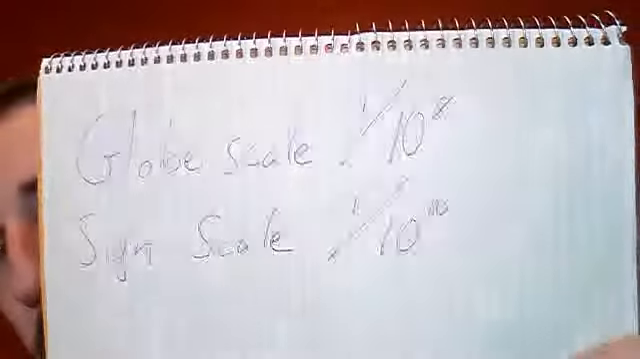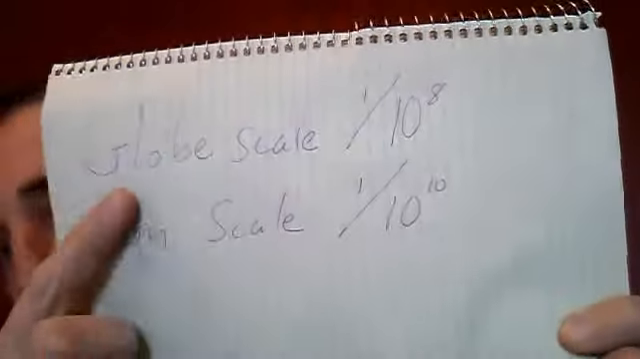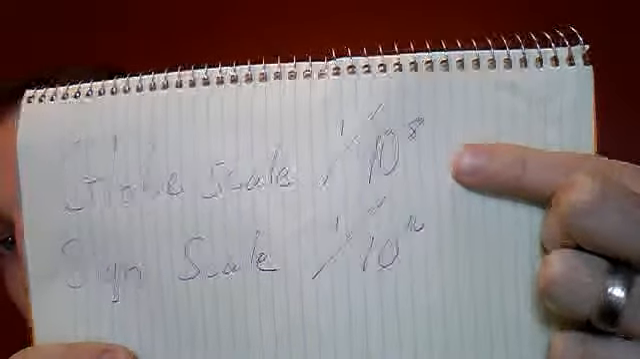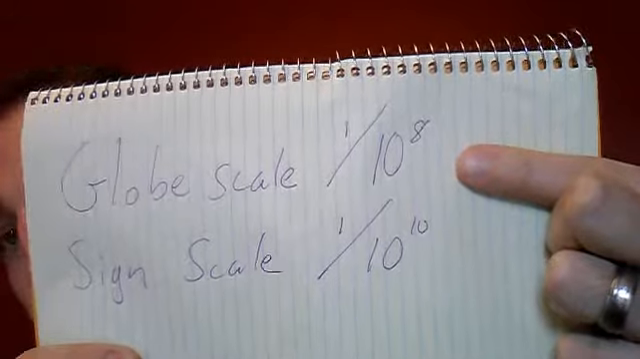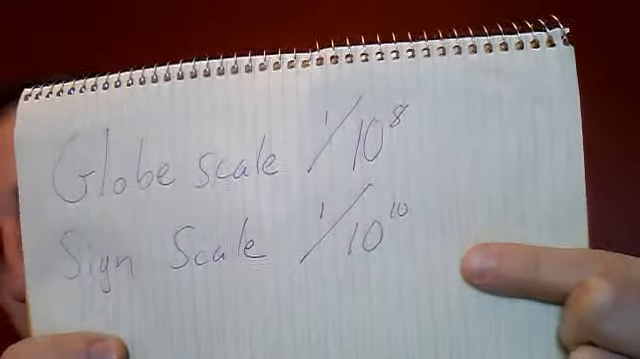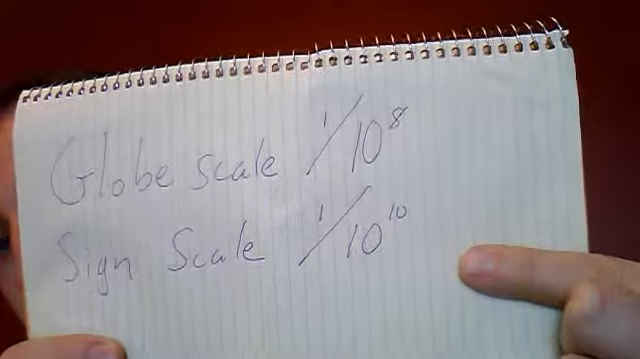So first of all, there are two scales to keep in mind, and I don't know if you can read it. There you go. For the globe, we're going to be at a 1 in 10 to the 8th scale. So that's 1 in 100 million. For the sign, you're going to be at a 1 in 10 billion scale, 1 in 10 to the 10.